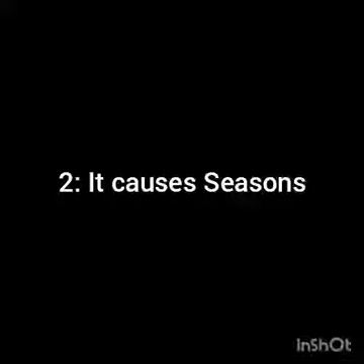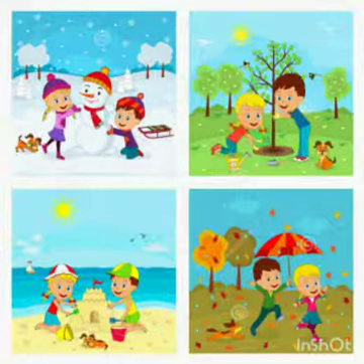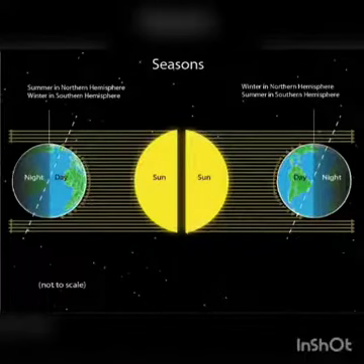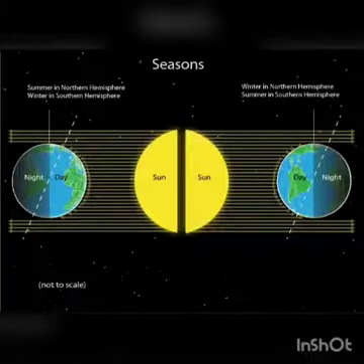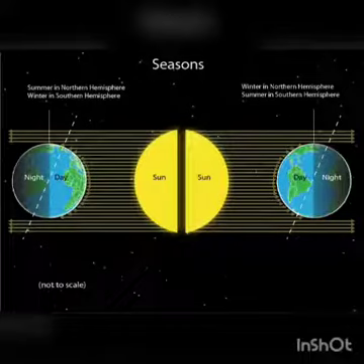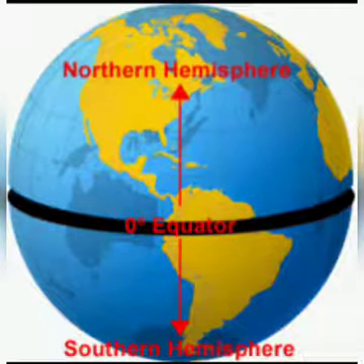Now, second point, it causes seasons. As we have learned, variation in the length of day and night takes place because of revolution of the Earth and because of the tilt of the Earth on its axis. Now, when days are shorter, there is less time for us to get heat from the Sun, so the weather is colder. This is why we get winter. When the days are long, there is more time for us to get heat from the Sun, so we get the summer days.